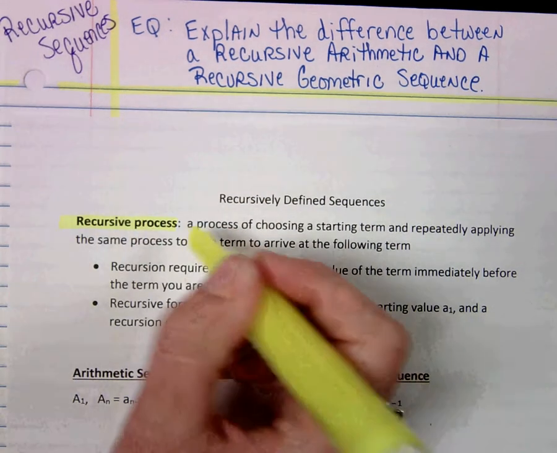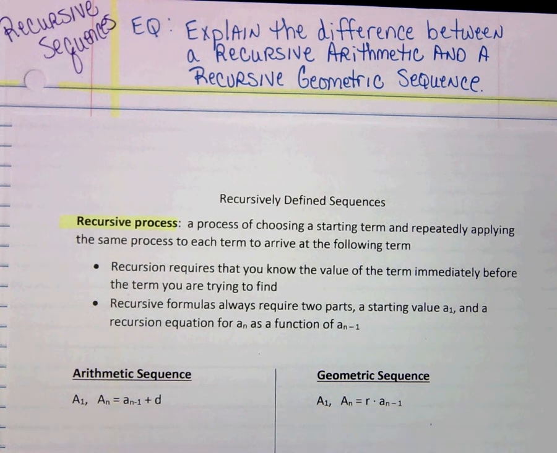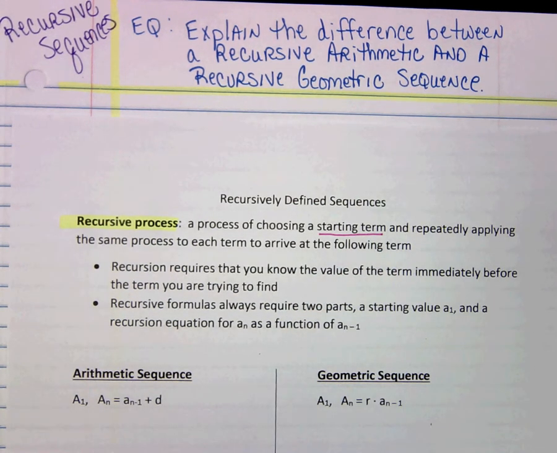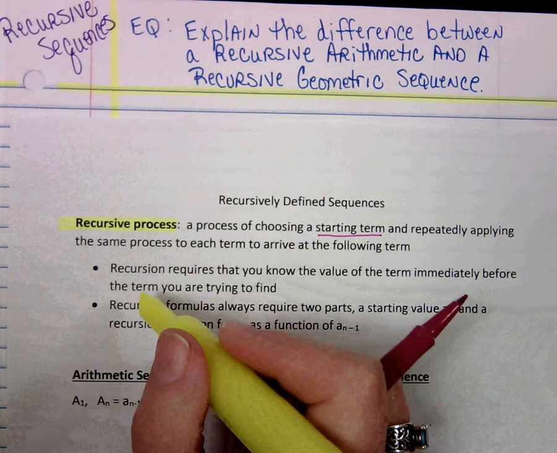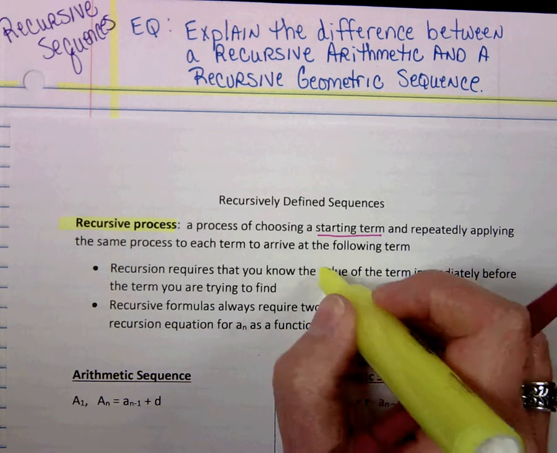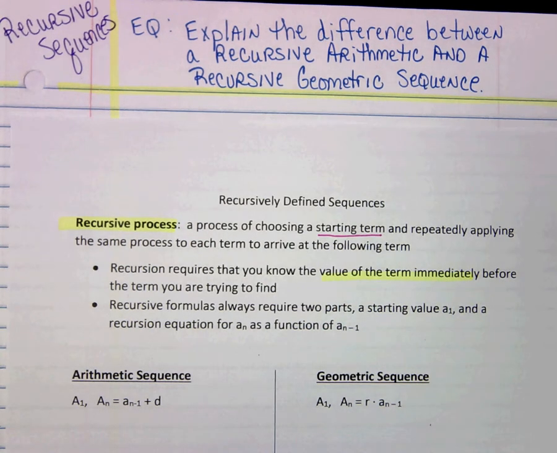A recursive process is a process of choosing a starting term. So it's important we know the starting term, the first term, and repeatedly apply the same process to each term to get the next term in the sequence. Notice that to use the recursion process, it requires that we know the value of the term immediately before the term you're trying to find. So we're going to start with the first term and process it from there.